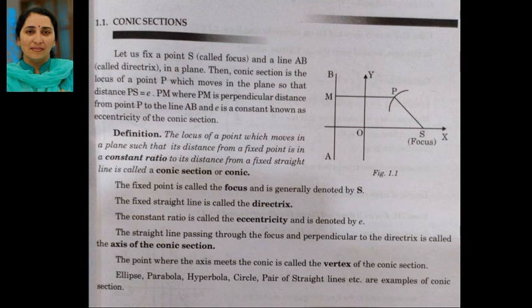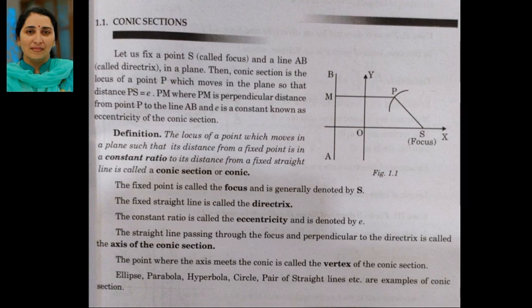If we define conic section, then it is defined as the locus of a point which moves in a plane such that its distance from a fixed point is in a constant ratio to its distance from a fixed straight line. This is called conic section. What is locus? Locus is the path followed by the point satisfying certain given conditions.